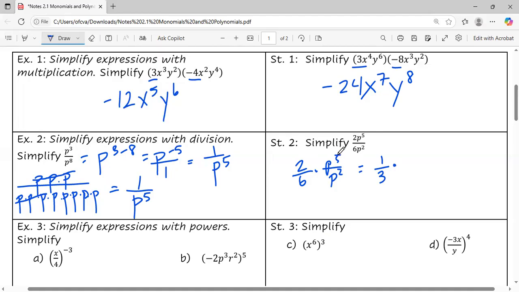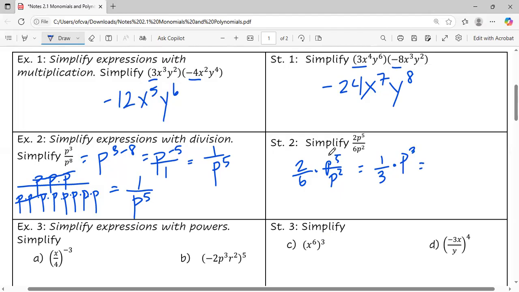use the shortcut. If I have division of variables and I have a power of 5 on the top and a power of 2 on the bottom, I am dividing, then that's subtraction. So it's 5 minus 2 gives me 3, but because the 5 is bigger than the 2, that's where the leftover is, which in this case is on the top. So this is times p to the 3rd.